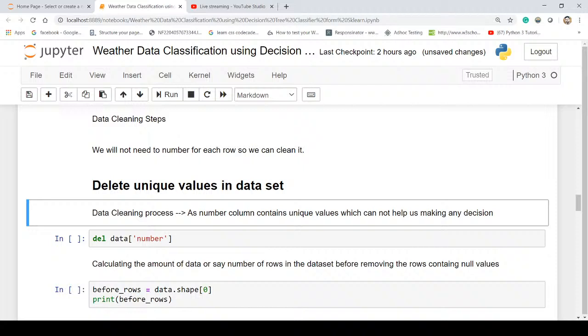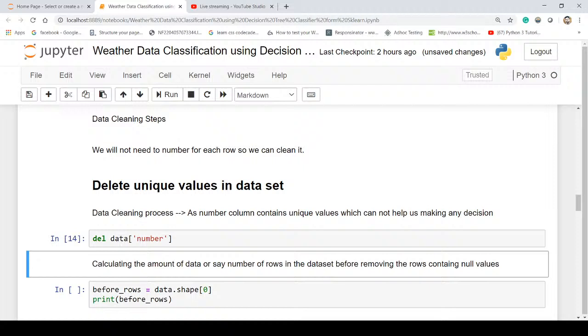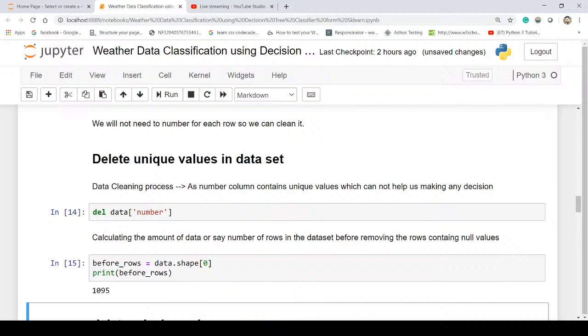So, delete unique values in data set. In the data cleaning process, the number column contains unique values which cannot help us in making any decision, like delete data number. What does this mean? Yeah, so I'm just checking here, in my total rows, I have around 1095 rows. So data.shape index 0. These many rows I have.